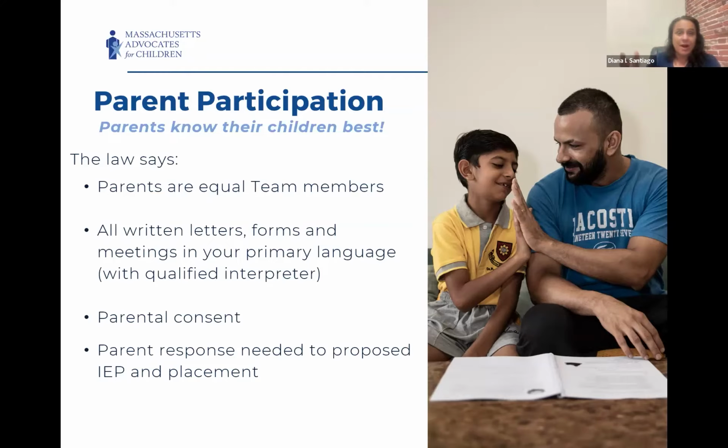Parent consent is required at certain key points throughout the process. And to give consent, of course, documents need to be in the parent's primary language or explained to them for parents who do not read in any language. Parent response is needed to the proposed IEP and placement before the school district can move on with the process.